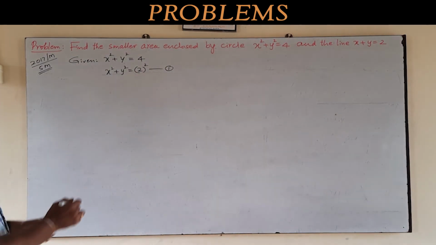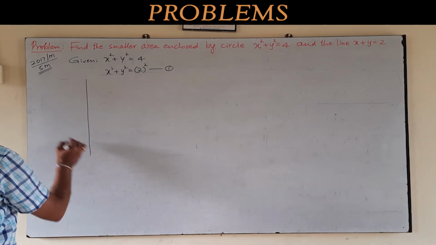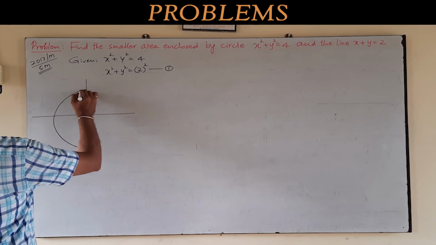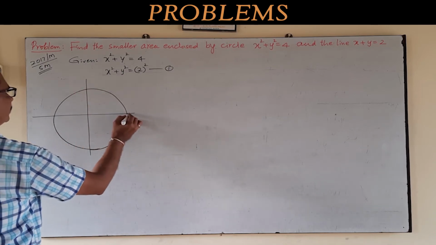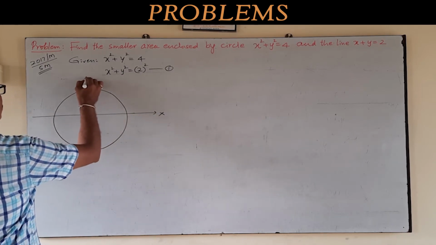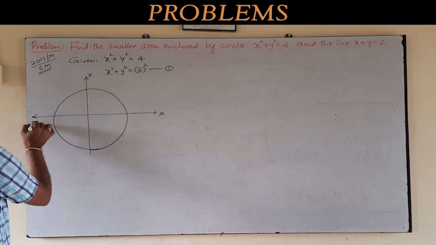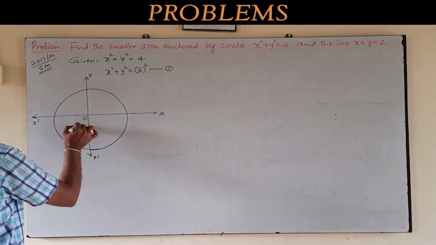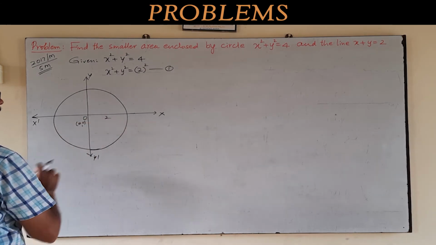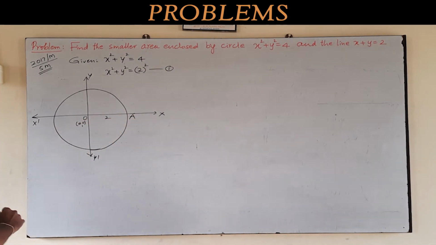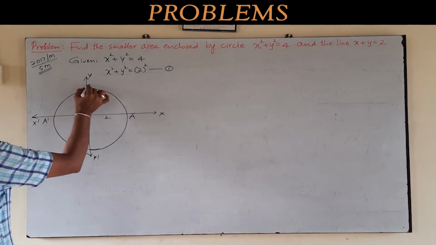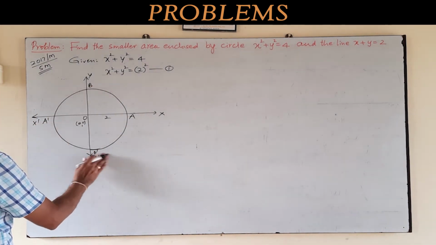A is the radius. So this circle, that is the equation of a circle with center at origin and radius a, is given by x square plus y square is equal to a square, right? This is the center, the center is at origin, radius is 2, OA is radius 2. Now here the circle cuts the x-axis at A dash and y-axis at B dash.